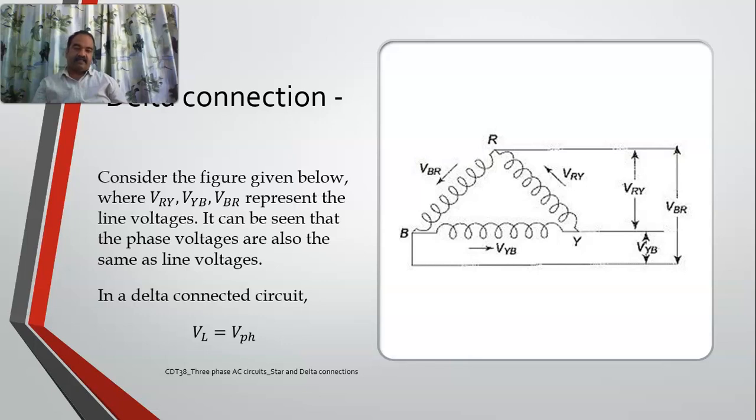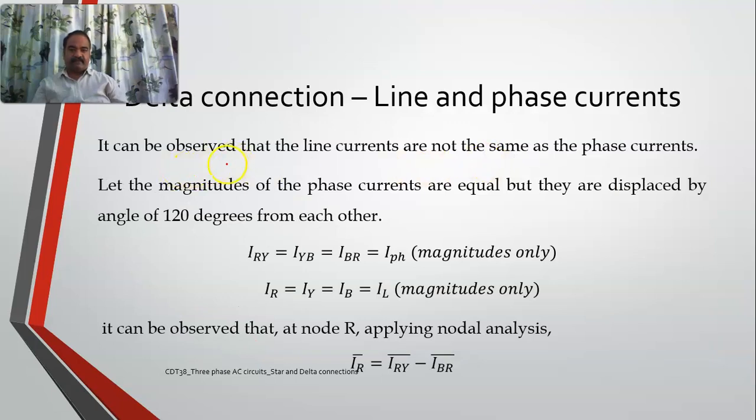Similarly, the phase voltage is the voltage across each phase, and the voltage across the lines is called line voltage. Now, if you carefully see, as I already mentioned, in a delta connected circuit, VL, which is nothing but the line voltage, is equal to the phase voltage. This is an important thing which you should remember. But whereas for the currents, it is not the same. So if I take this one here, see, line currents are not the same as the phase currents.